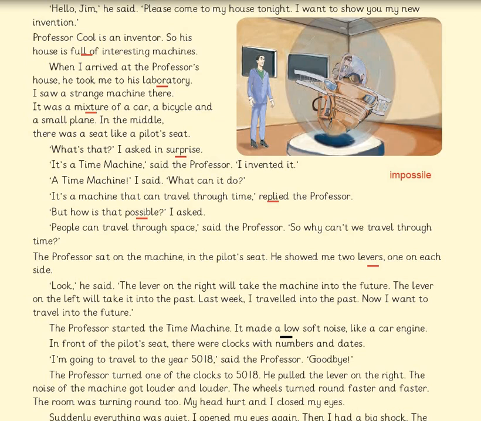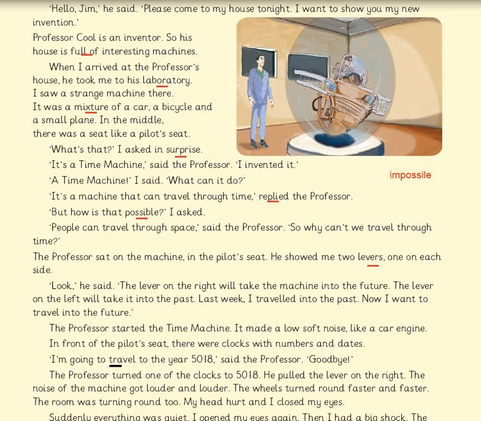The professor started the time machine. It made a low soft noise. كان فيه low soft noise ضوضاء خفيفة like a car engine كما محرك السيارة. In front of the pilot's seat, على المقعد الخاص بالبايلوت, there were clocks, ساعات, with numbers and dates.